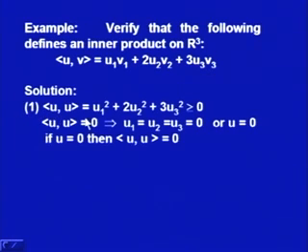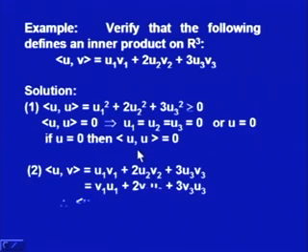We again check the first property. u comma u, according to the second definition, is u1 square, since u1 and v1 are equal. The second term is twice u2 v2, and since u2 and v2 are equal, it is twice u2 square. The third term is 3 u3 v3, and since u3 and v3 are equal, it is thrice u3 square. Again this is greater than or equal to 0, and u comma u is 0 implies that u1, u2, u3 are all 0, because all these terms are positive terms, they can be 0 only when individually each of them is 0. That means u comma u is 0 only when u is equal to 0. And of course, if u is equal to 0, that means u1, u2, u3 are 0, then the inner product u comma u is also 0. So, that proves the first property for this definition.